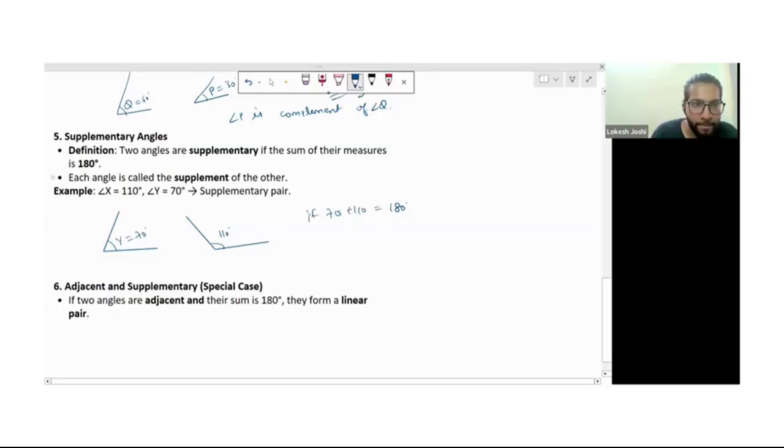And the same thing applies here, that y is the supplement of angle x, and the same vice versa.